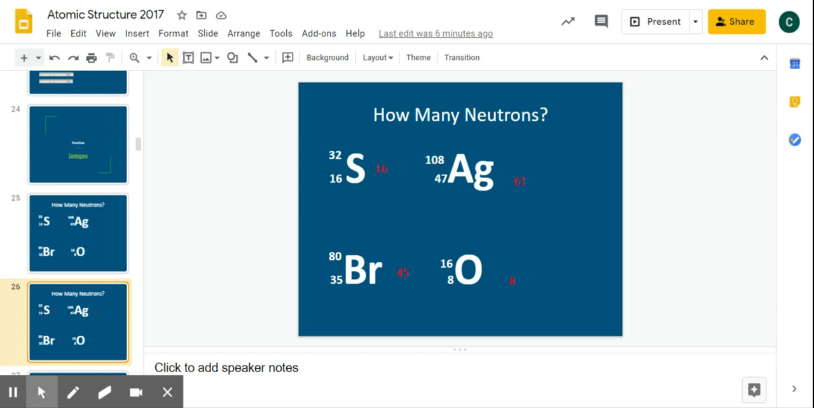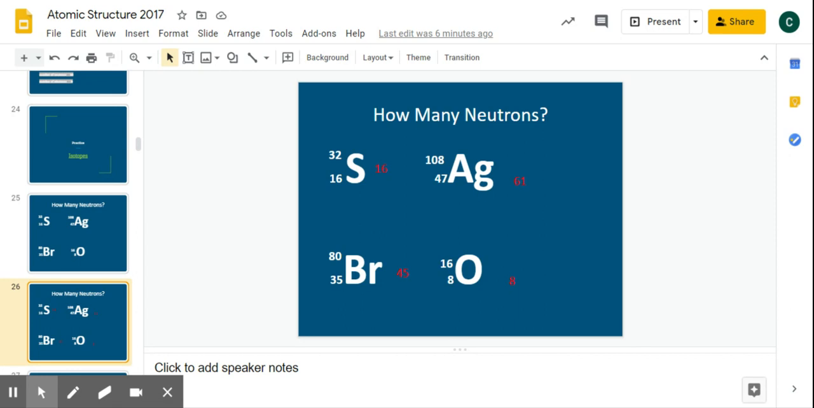For sulfur, you got 32 minus 16, which gives you 16 neutrons. For Ag, which is silver, you got 108 minus 47, which is 61 neutrons. For bromine, mass number of 80 minus the atomic number of 35 gives you 45 neutrons. And oxygen, 16 minus 8 gives you 8 neutrons.